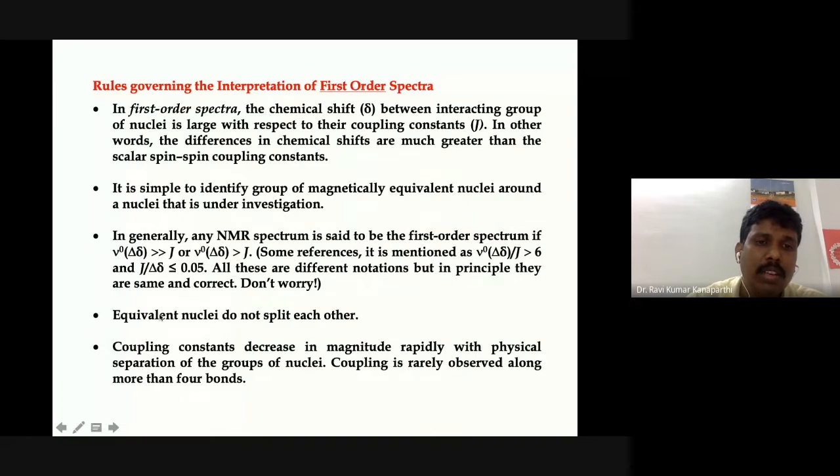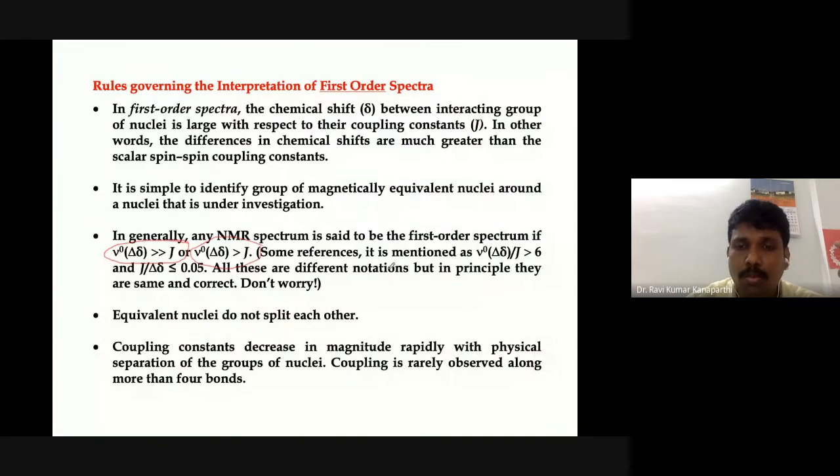You can see here the difference, whether it is much larger than J, or just larger. Okay, if the difference in chemical shift of the two sets of protons is larger, or very large, then we say such a spectrum is first order.